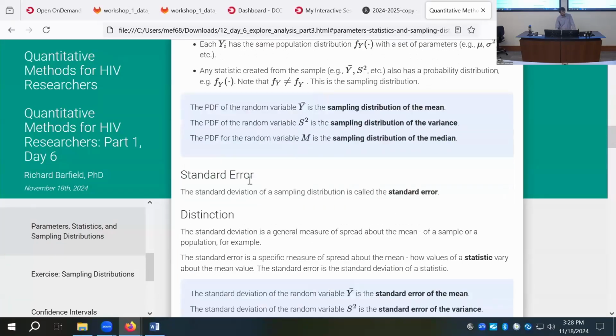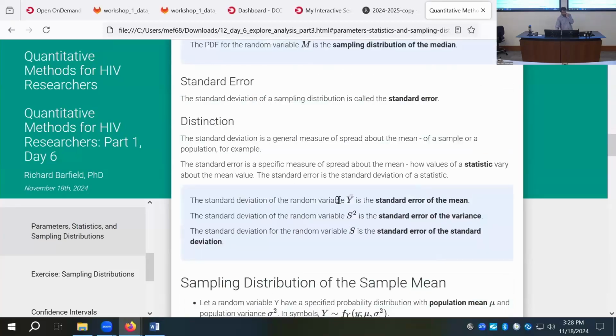So, as a note, the standard deviation of a sampling distribution is going to be called the standard error. The standard deviation, right, is some measure of the spread about the mean of either the sample or population. The standard error, however, is a specific measure of how values of a statistic vary about the mean. So the standard deviation of the random variable y bar is going to be the standard error of the mean, and so on and so on.